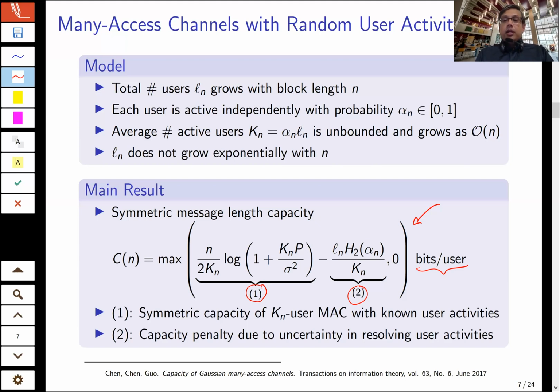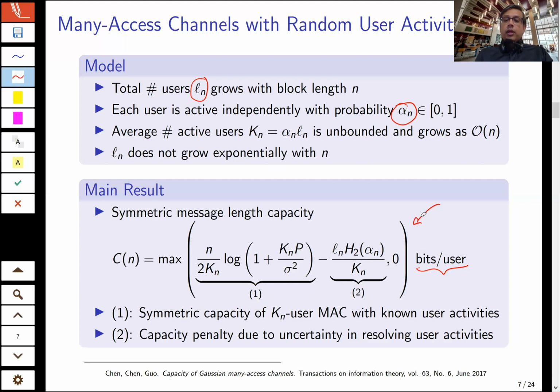Well, if you think about it, each user is active with probability alpha n, and the total number of users is L sub n, right? So the total number of bits that you need to identify a subset, if each user is active with probability alpha n, is given by L_n times the entropy function of alpha n. And when you normalize that per user, you get the denominator k sub n.